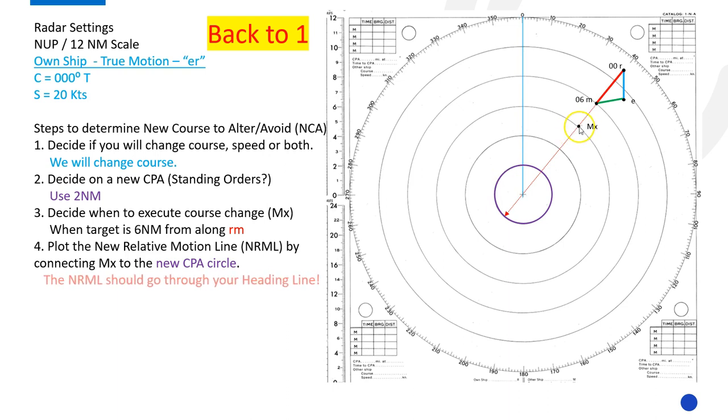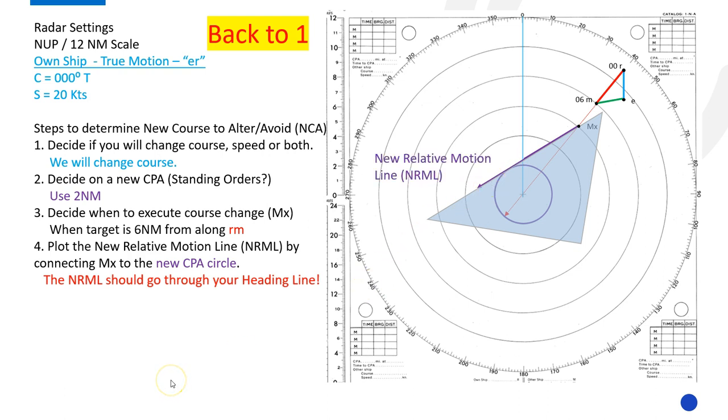Now I could also draw the line from here to there, but that would be the vessel passing astern of me. I'm going to alter course so that I take their stern. They're going to pass across my bow. So the new relative motion line must cross my heading line, okay? So I'm going to do it here, and that is the new relative motion line that I want to see happen. And if this is the new relative motion line, this will be the new CPA at 2 miles, perpendicular to my new relative motion line going through the center.